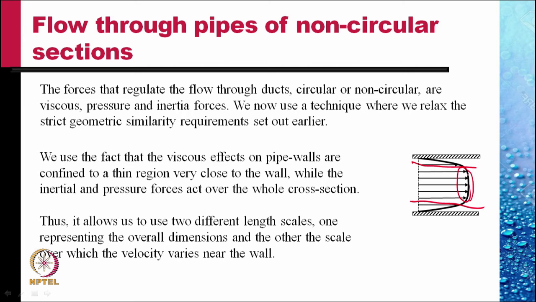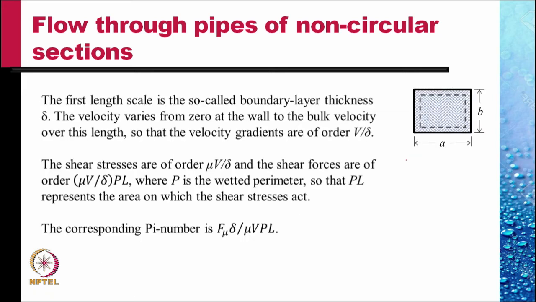If we assume this layer of thickness delta, then delta would be a length scale over which the velocity varies, so that the shear stress can now be estimated as mu times the characteristic velocity gradient, which is v divided by delta, rather than v divided by L as we have been doing previously. The first length scale is the so-called boundary layer thickness delta.